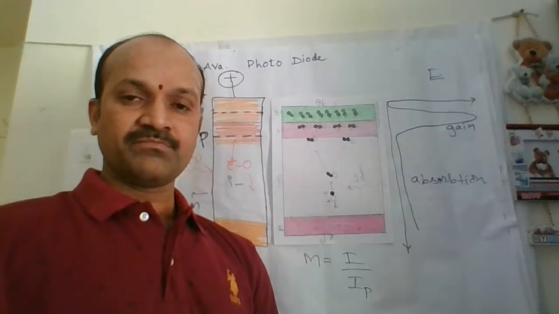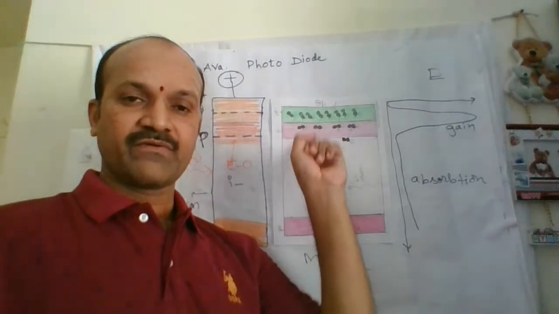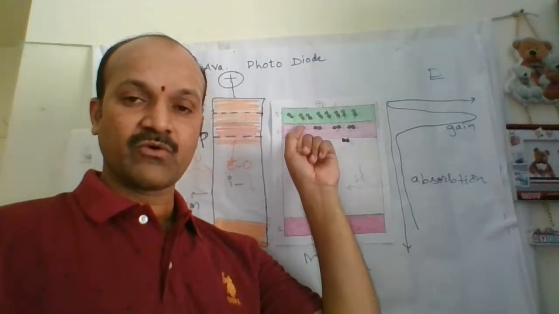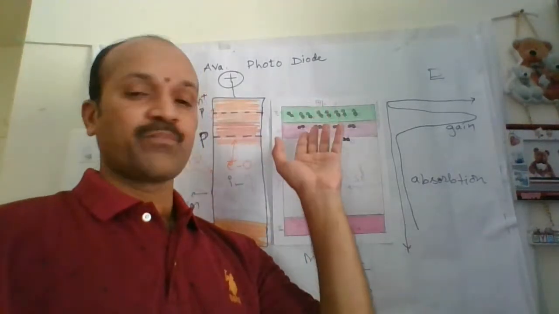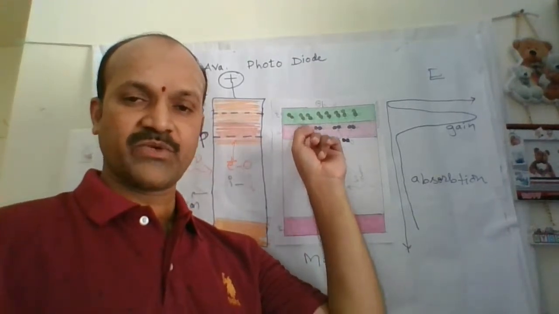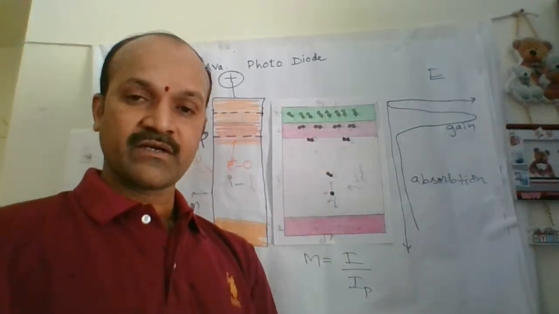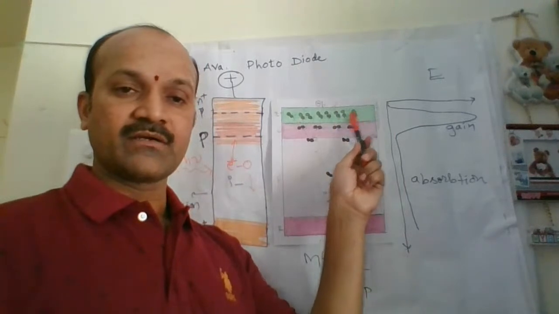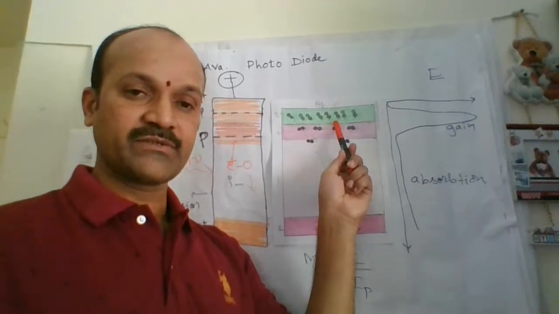So how is it constructed? Yesterday we discussed it: different layers with different doping concentrations in silicon. The important regions are P plus and N plus, and P just acts as a PN diode. This whole thing is connected in reverse bias. Because of reverse bias, the potential barrier will be higher, that is, higher electric fields are present.